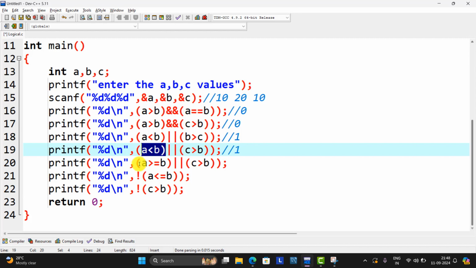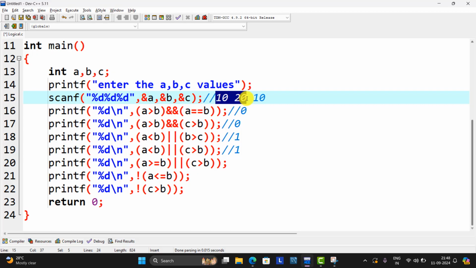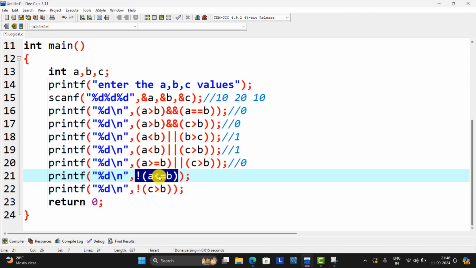Okay. So A greater than or equal to B. Now 10 greater than or equal to 20. Is 10 greater than or equal to 20? No, right? The answer is 0 here. Now let us come to this expression. A less than or equal to B. Is 10 less than or equal to 20? The answer is 1. But we have to invert. So the answer is 0 here.